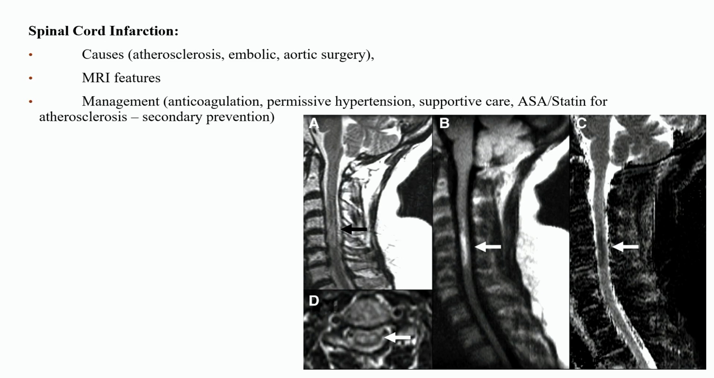So these are obviously not surgical, right? Management is anticoagulation, just like in other infarctions, and then permissive hypertension. The permissive hypertension for spinal cord injury is usually not just 65. The MAP is usually higher. It depends on the physician as well, 80, 90. Some I have seen go all the way up to a MAP of 100 initially for a few days. Then supportive care, and aspirin and statin for atherosclerotic disease, obviously secondary prevention for ongoing chronic management.